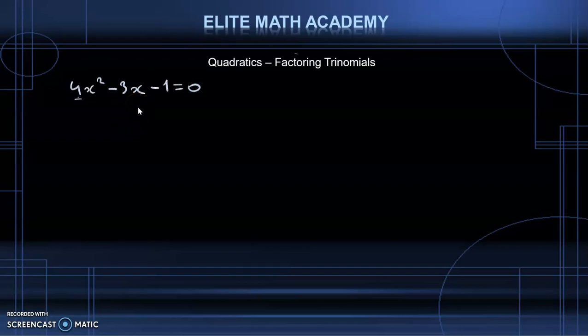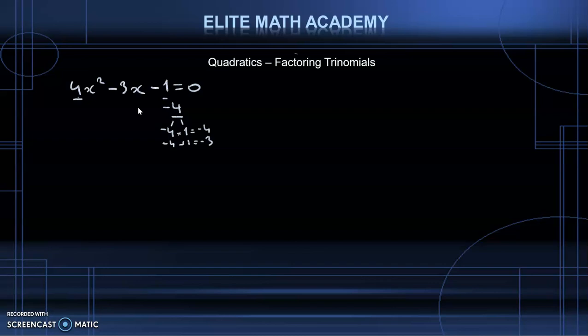Now in this case, we have the equation 4x squared minus 3x minus 1 equals 0. The first thing we need to do is multiply the leading coefficient and the constant, which gives minus 4. From here on, we will look for numbers that multiply to negative 4 and add up to negative 3. The only possible option here is negative 4 and 1. They multiply to negative 4, and minus 4 plus 1 equals negative 3.